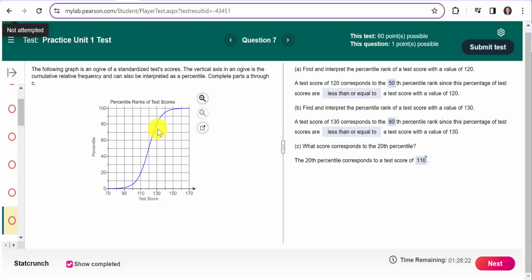130 right here would be the 80th percentile, and then which score is the 20th percentile? That would be 110. So I'm trying to teach you how to just read that. It's kind of like just the percentile rank.